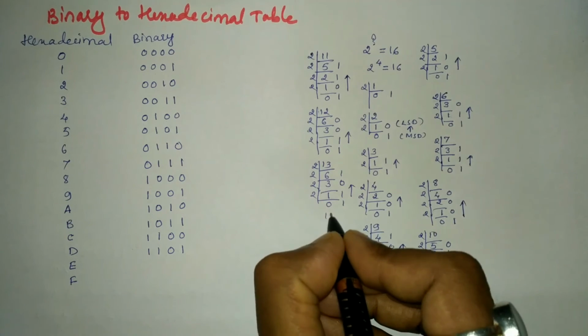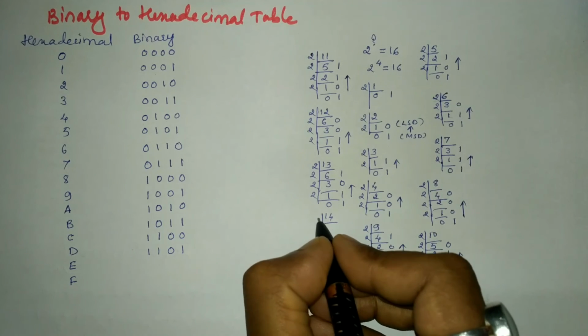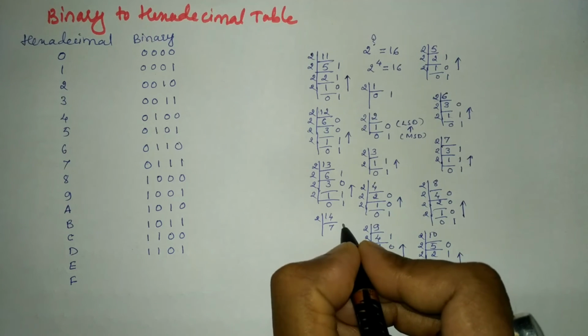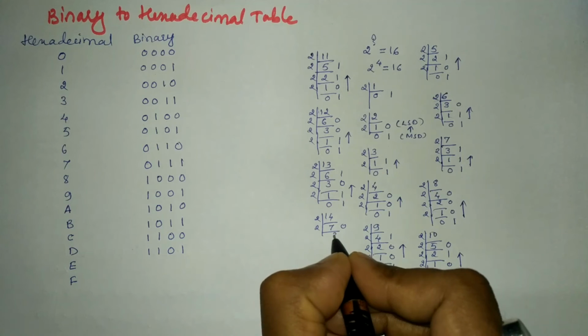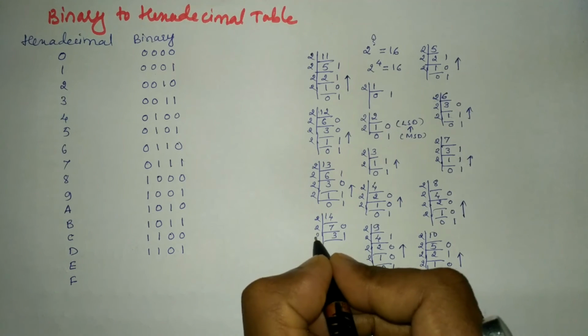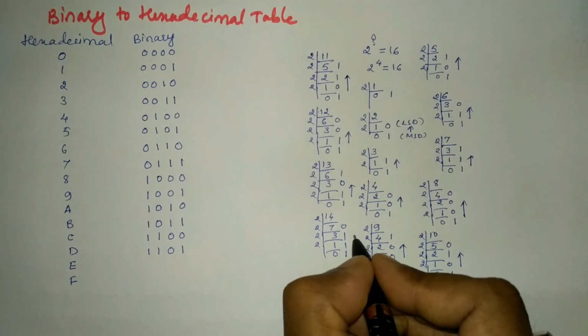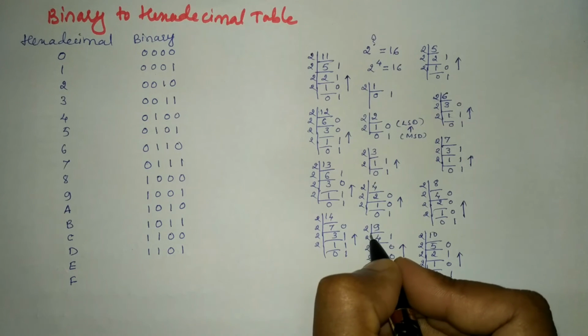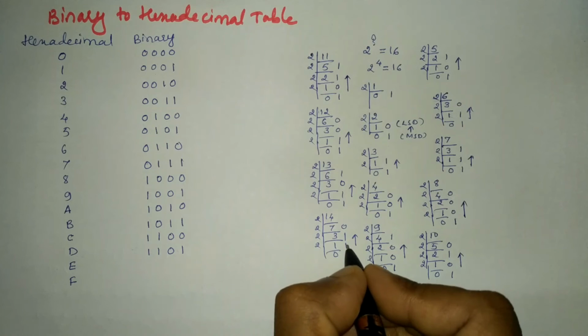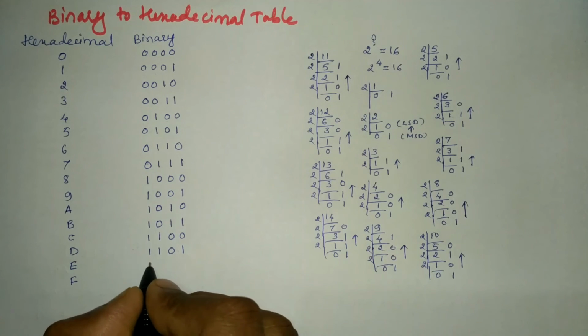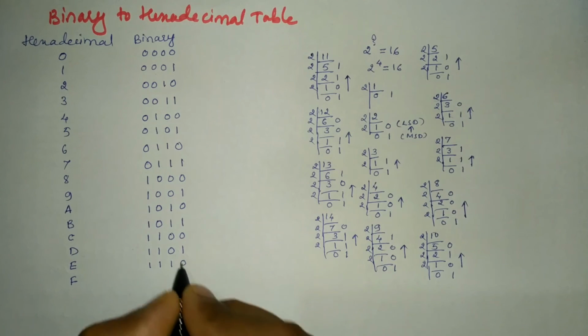Similarly, E is 14 divided by 2. So 2 7s are 14. Remainder is 0. 2 3s are 6. Remainder is 1. Next 2 1s are 2. Remainder is 1. 2 zeros are 0. Remainder is 1. So again I have to write it from bottom to top. So 1, 1, 1, 0. Here I'll write 1, 1, 1, 0.